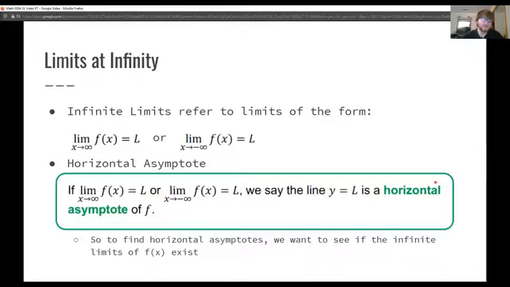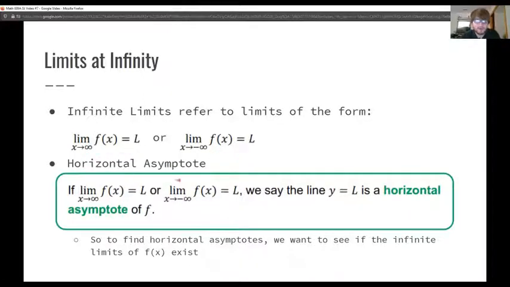For this problem, at least. So now, shifting gears to limits at infinity. So infinite limits refer to either of these things of this form. You have the limit as x approaches infinity of f of x equals L, or the limit as x approaches negative infinity of f of x equals L.